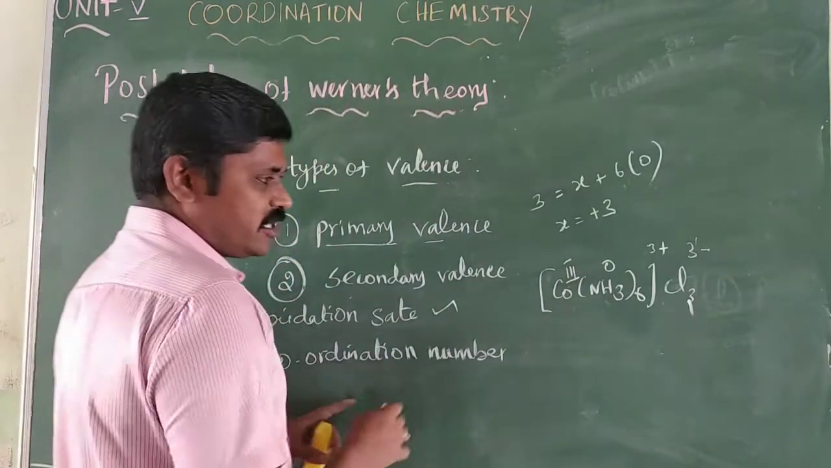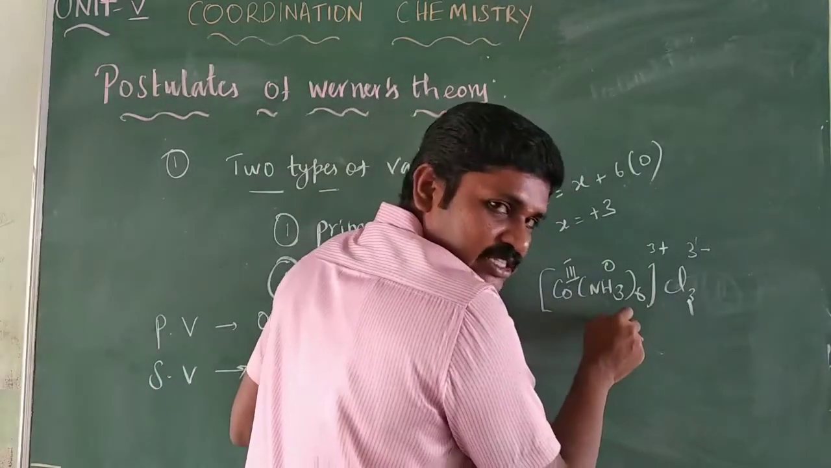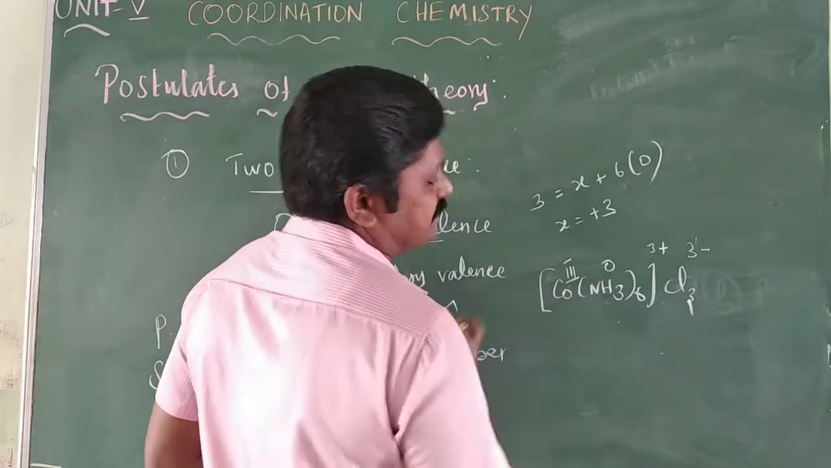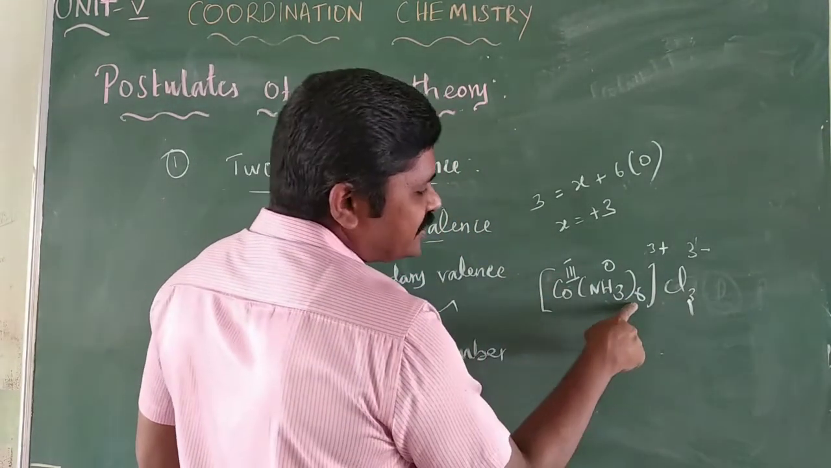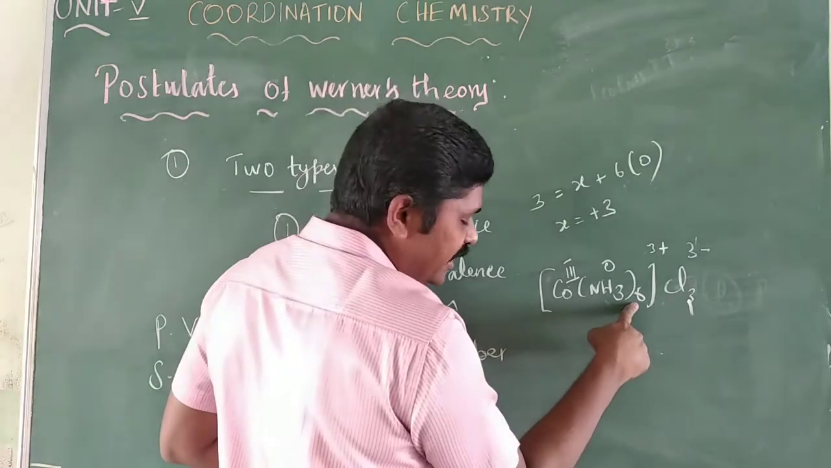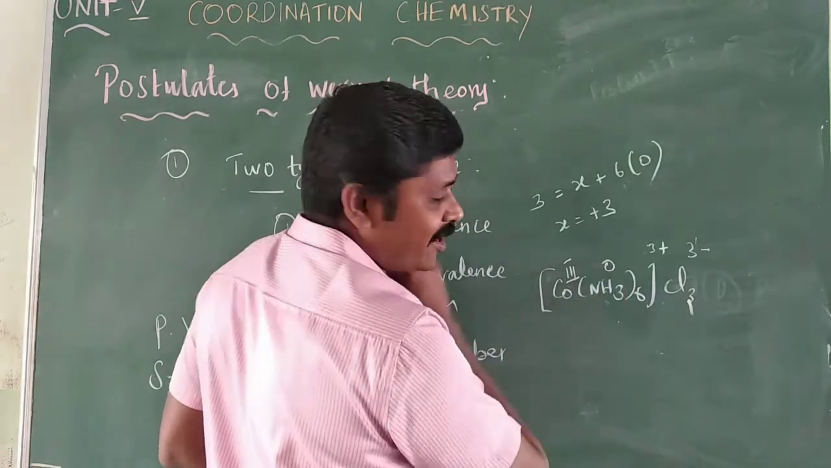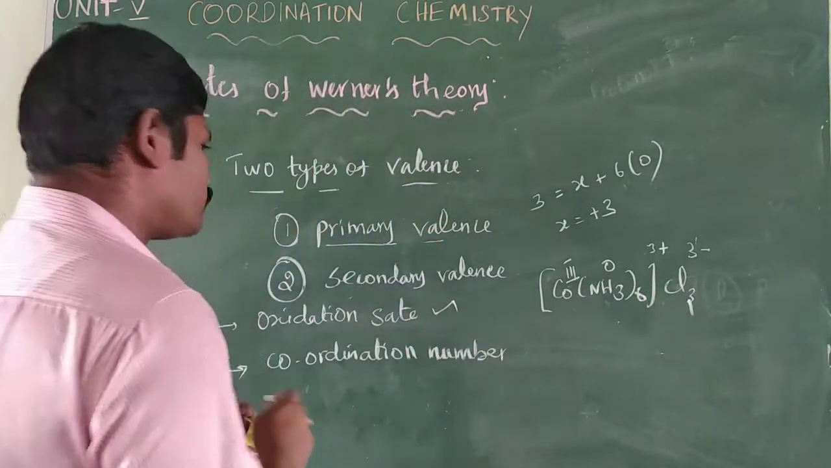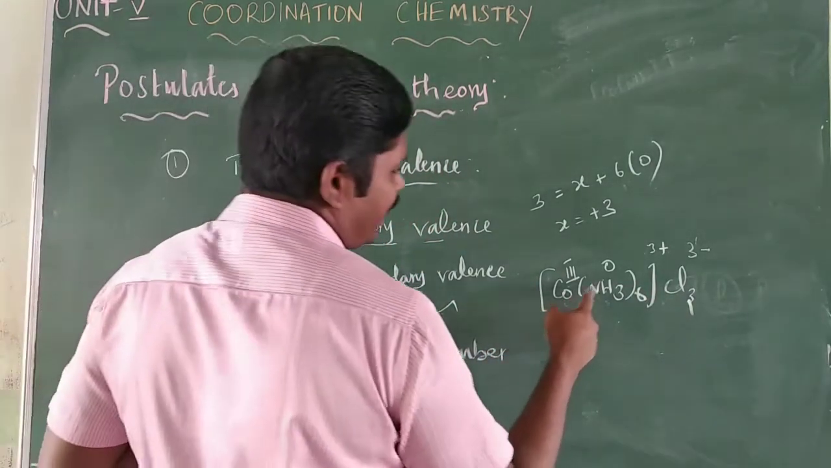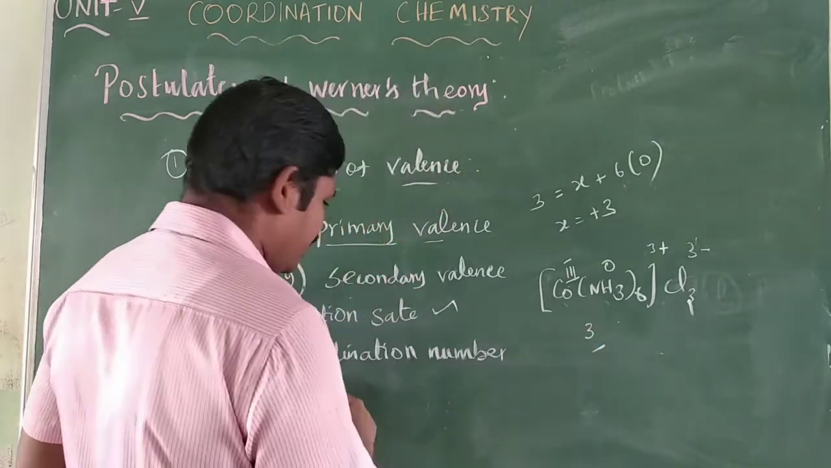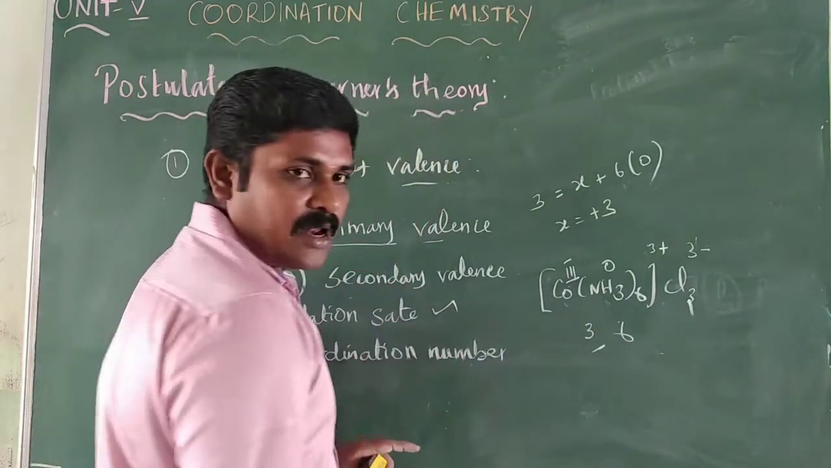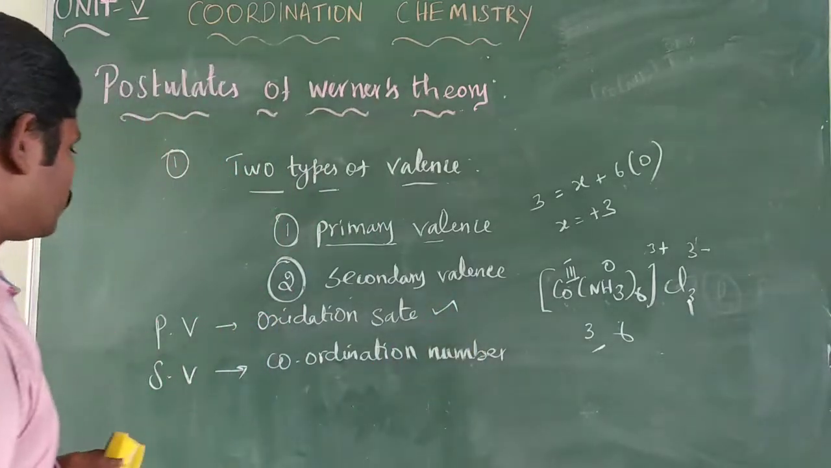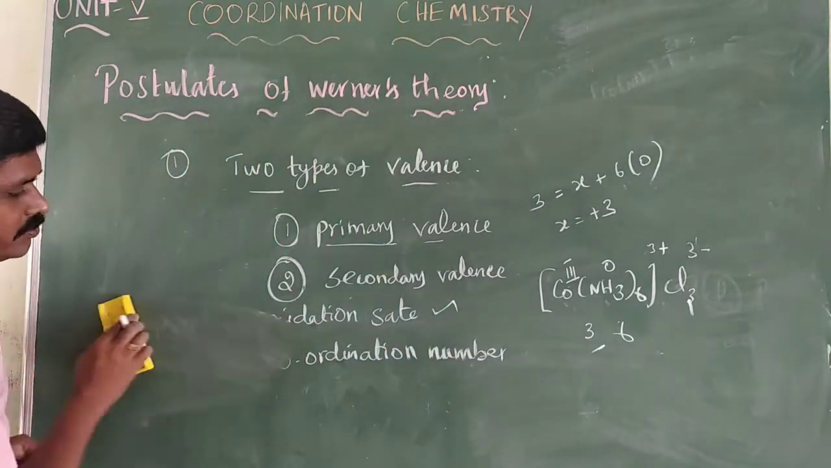Next, the coordination number. You already know the coordination number from the previous video. So the coordination number is 6, the number of sigma bonds between the central metal atom and the ligands. So in this complex, the primary valency is 3 and the secondary valency is 6. Right? So second point.